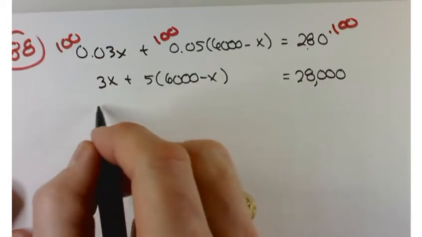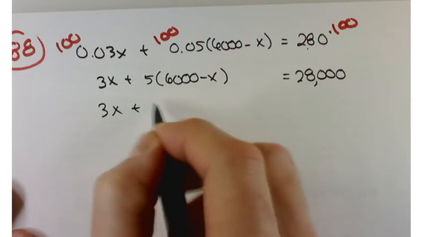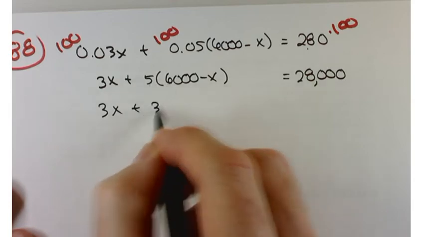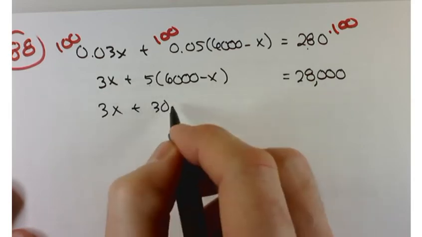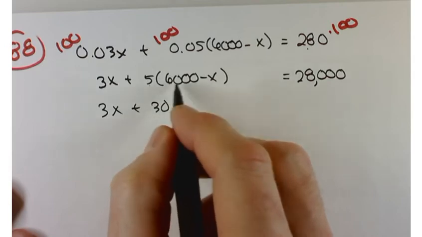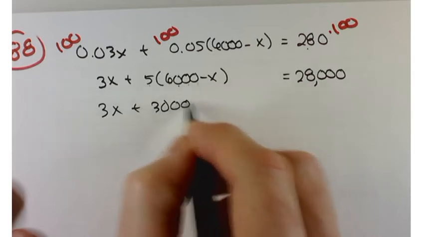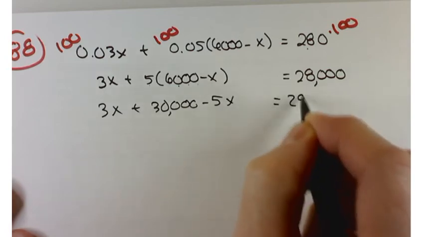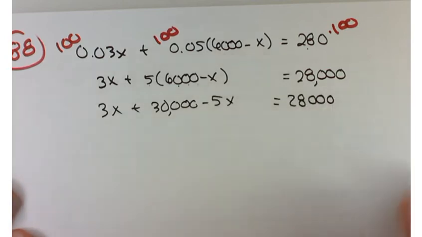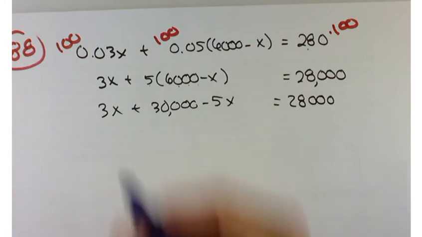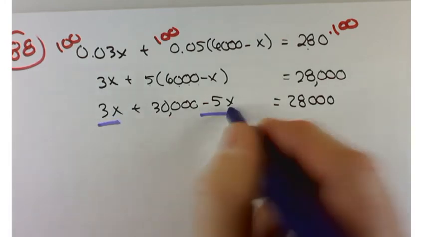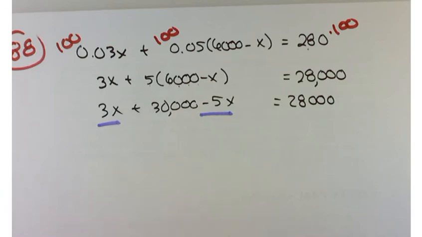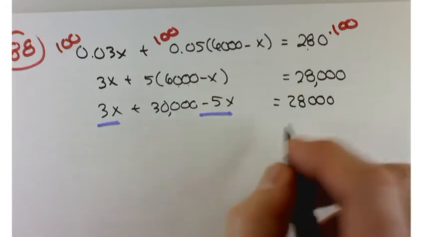Let's finish this up. Thanks for the help. 5 times 6 is 30. How many zeros should follow that 30? 3. 1, 2, 3. So 30,000 minus 5x equals 28,000. Combine the like terms. That's here and here. Janae, when I combine like terms on the left-hand side, what would they give me, please?